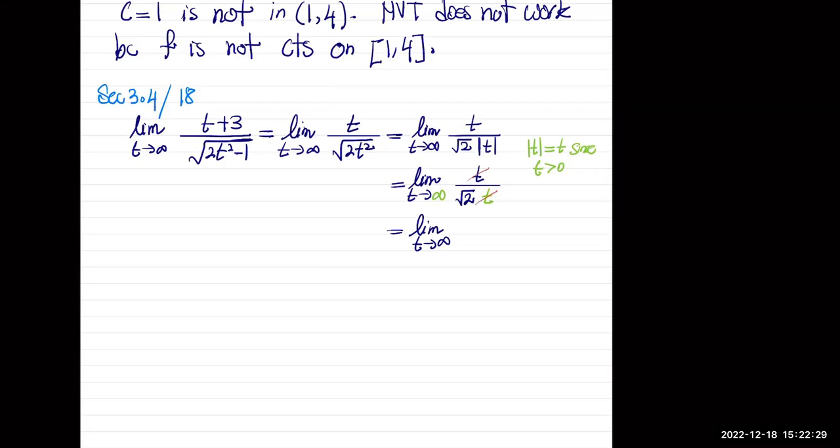Reduce, you get the limit of a constant. 1 over root 2t is a constant. And we all know that the limit of a constant is the constant. So 1 over root 2 is the limit. Okay.